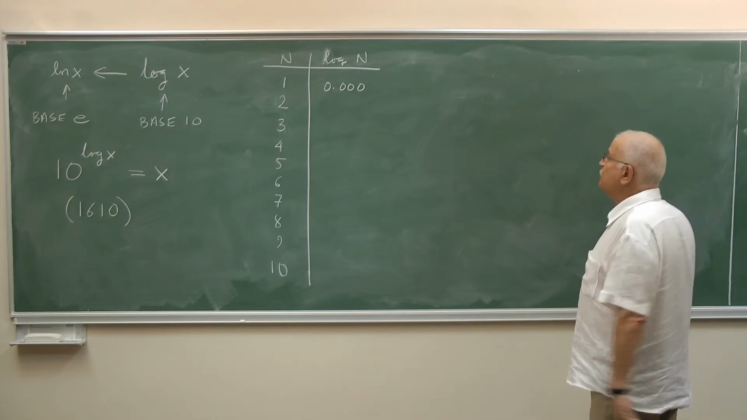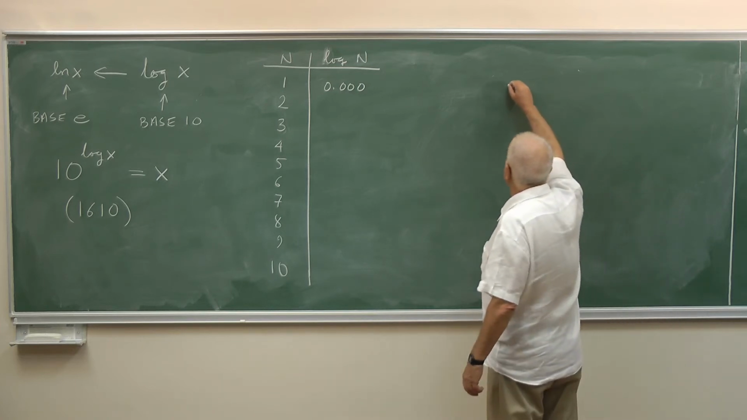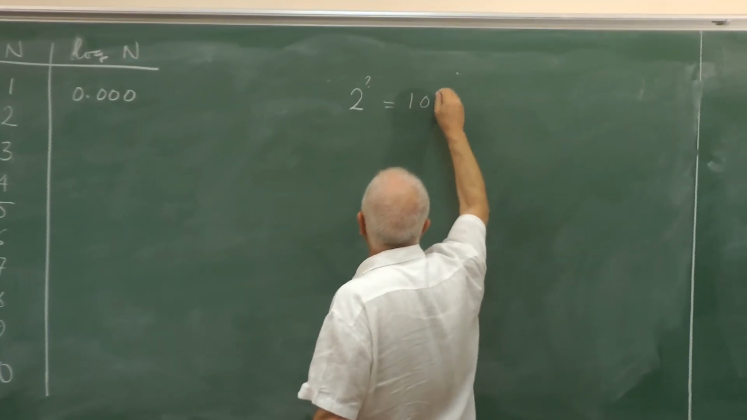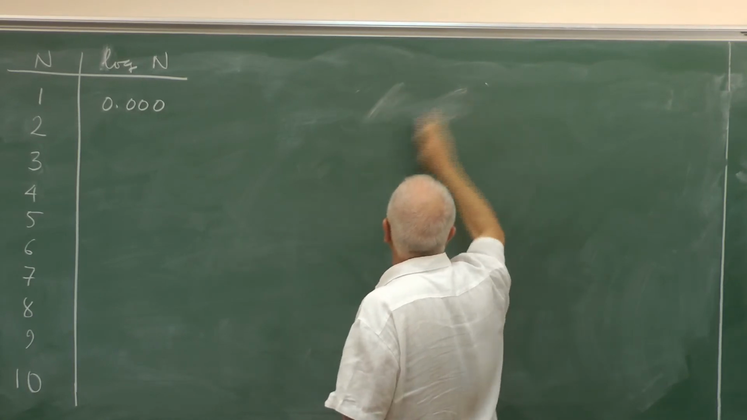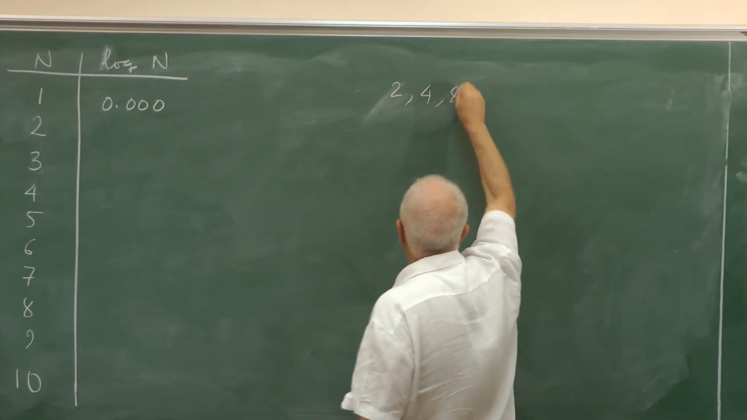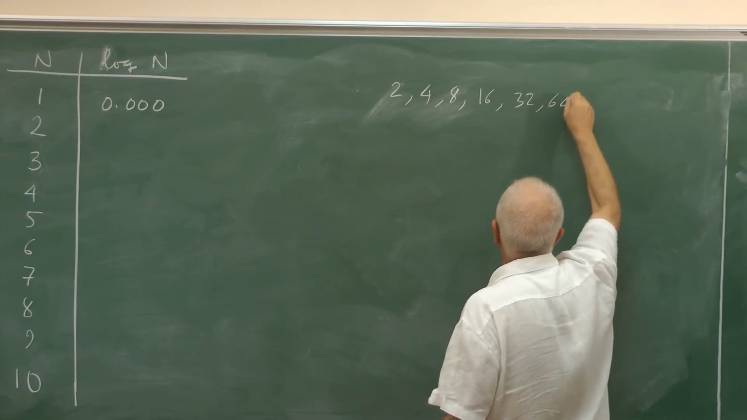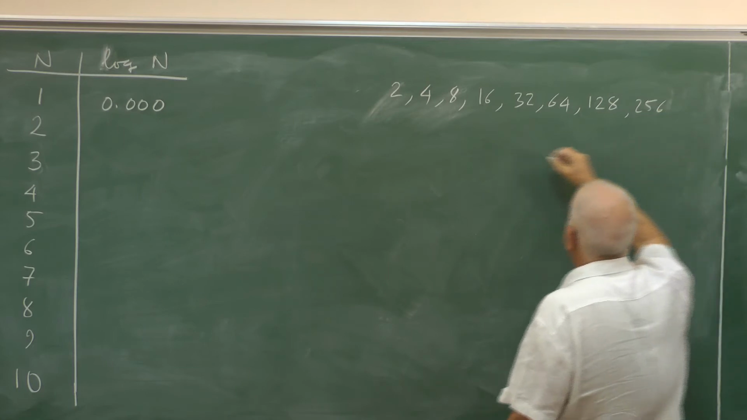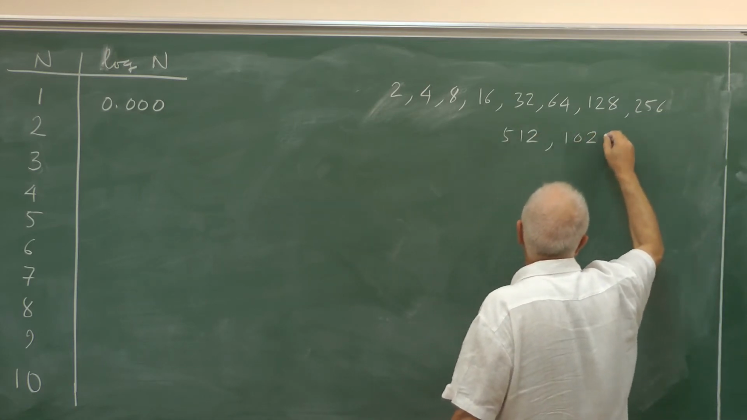Now, what is the approach to this? I want 2 to some power equals 10 to some other power. So how do I go about it? I go 2, 4, 8, 16, 32, 64, 128, 256, 512, and 1024.